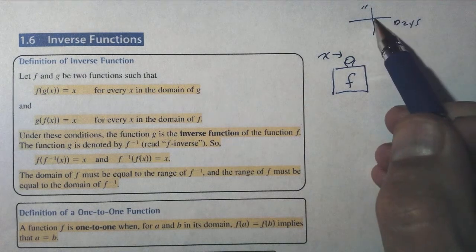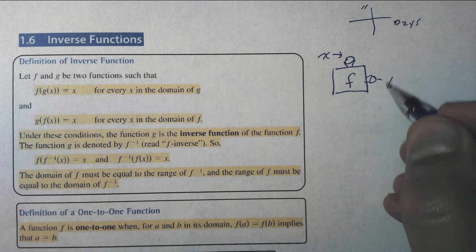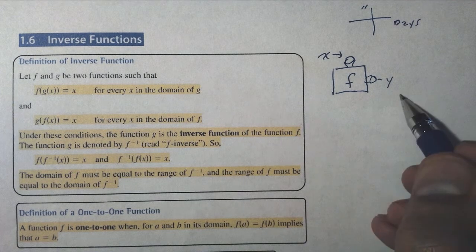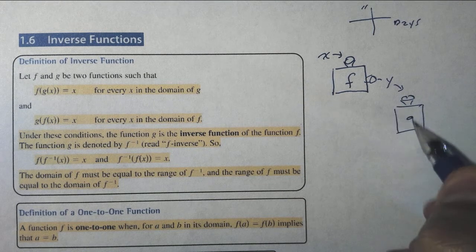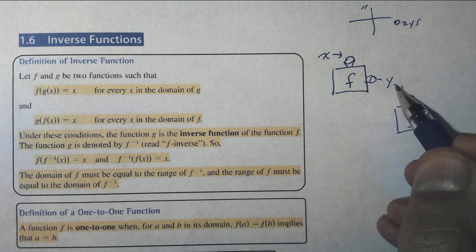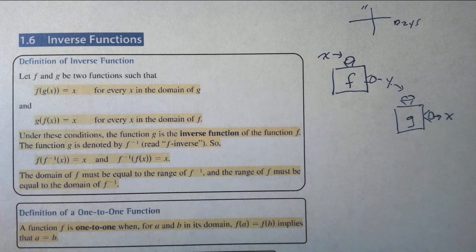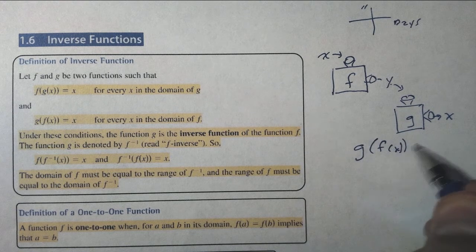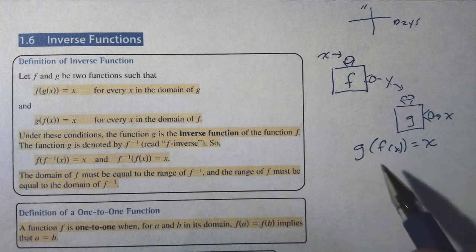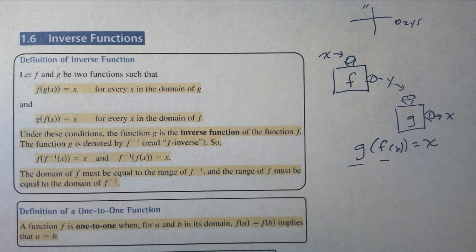So if I put in an x value, a number of days, that turns into a y value, or a height. Let's say I have another function, let's call it g, and if I could run that value that came out of f through g and return to x, in other words, g of f of x equals x, then g and f are inverse functions. Basically, if we have a second function that undoes what a first function does, they are inverses.